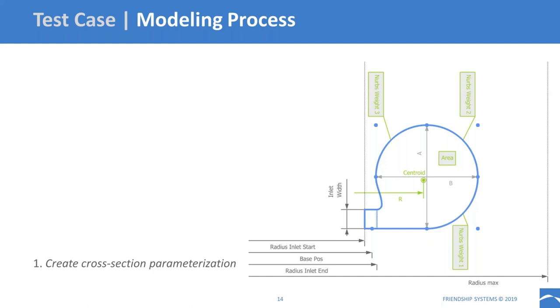You can see several parameters described here in the picture. So this is our first step. We parametrize the cross-section, and this parametrization is basically used as a template to create cross-sections in any angular position around the circumference of the volute.